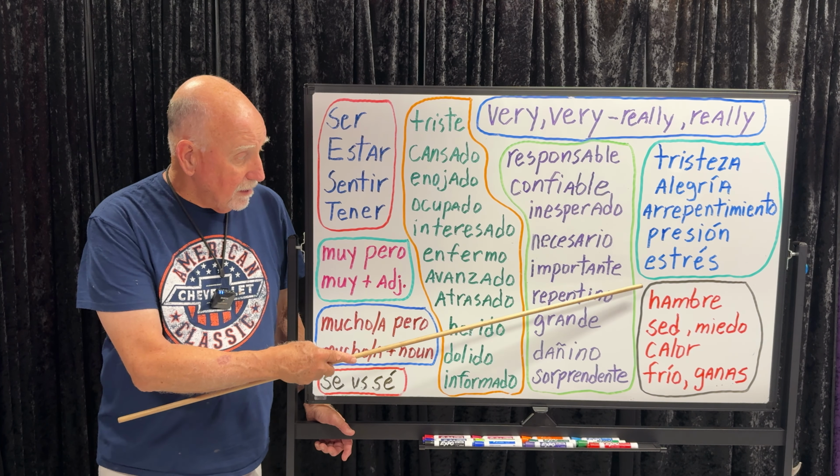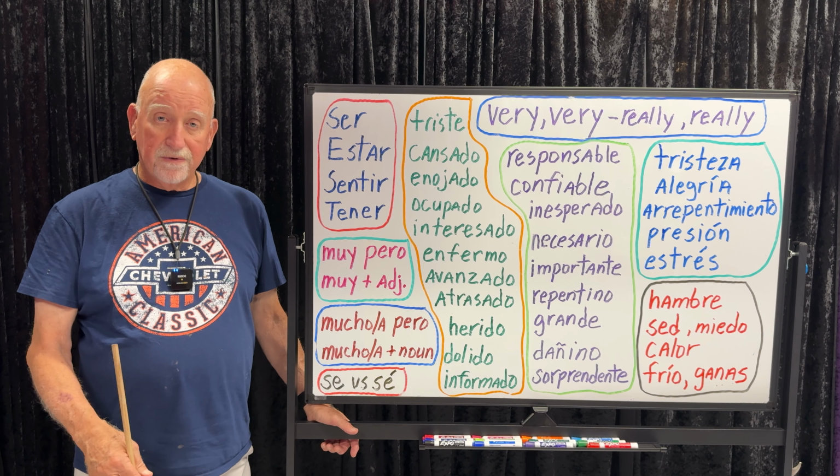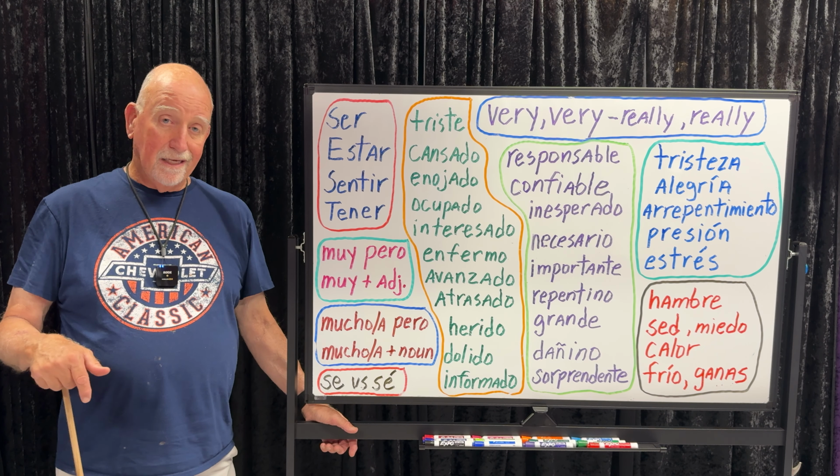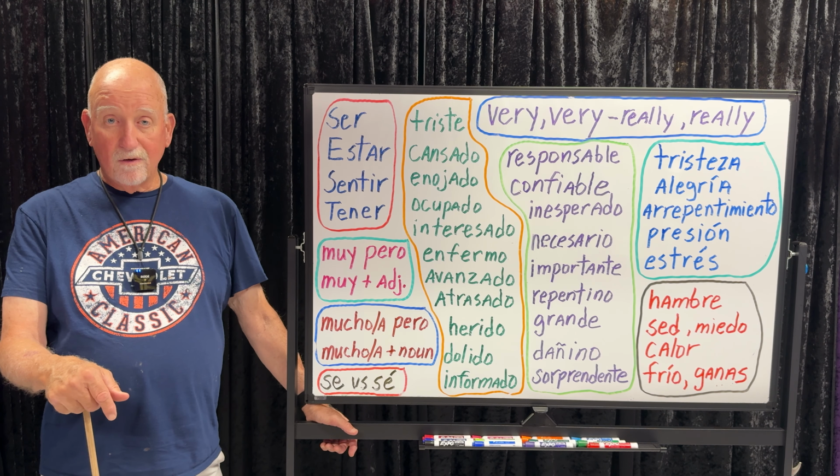Let's come down here. These are in red, a separate cluster, because we're going to use the verb tener. You know how to say, I'm hungry, tengo hambre. I'm thirsty, tengo sed. I'm afraid, tengo miedo. I'm in a big hurry, tengo prisa.